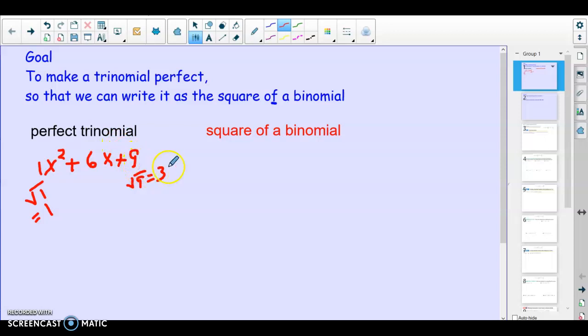Now we're going to test this. If we take this value 3 and multiply it times 1, 1 times 3 is 3. And if we double it, that's our middle value. That means it's a perfect square binomial, so that we can write that as the square of a binomial. So this is a special case. So when we learned special cases, we were looking for perfect trinomials, and then we converted them to the square of a binomial. All right, and that's what we're going to practice doing first today.